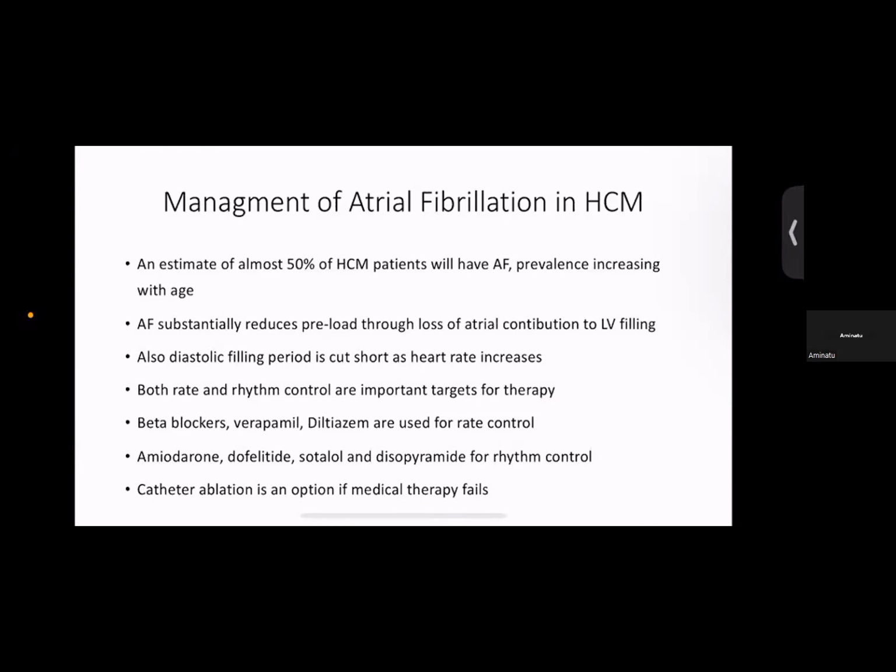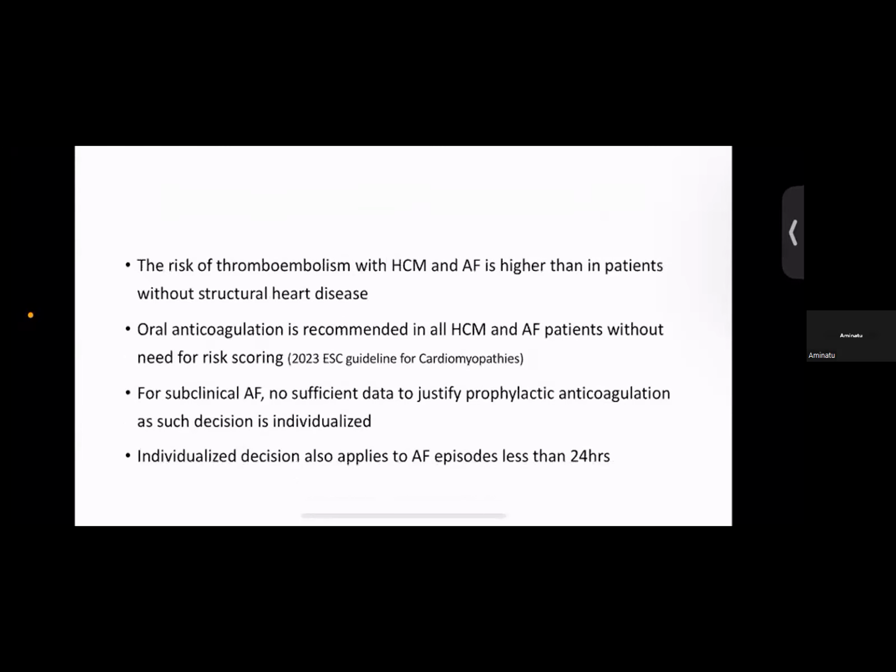You will need to reduce the rate, because as the rate increases, the diastolic filling time is less, and these are patients that are already having myocardial ischemia because of the left ventricular hypertrophy. We use beta blockers, verapamil, diltiazem, any of these drugs to control the rate, and then amiodarone and other antiarrhythmics listed here for rhythm control. Catheter ablation is an option if medical therapy fails. And for patients going for catheter ablation and surgical myomectomy, this can be done concurrently.